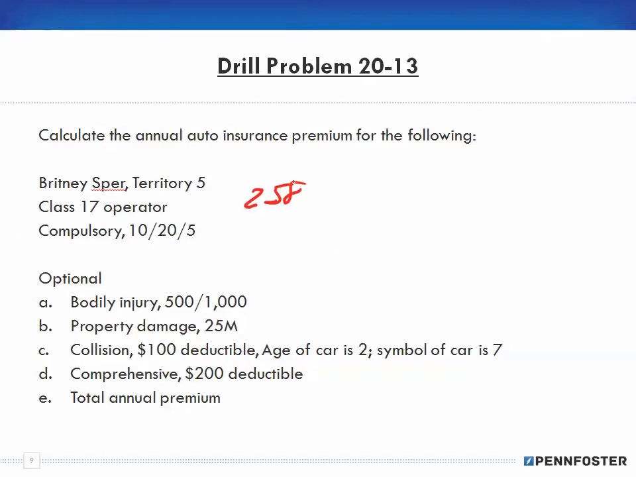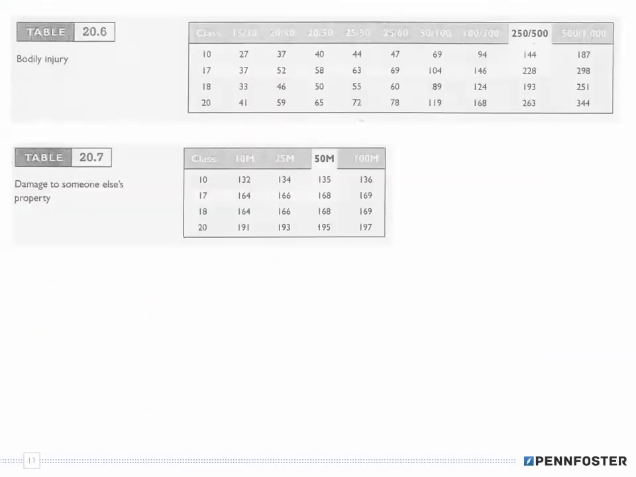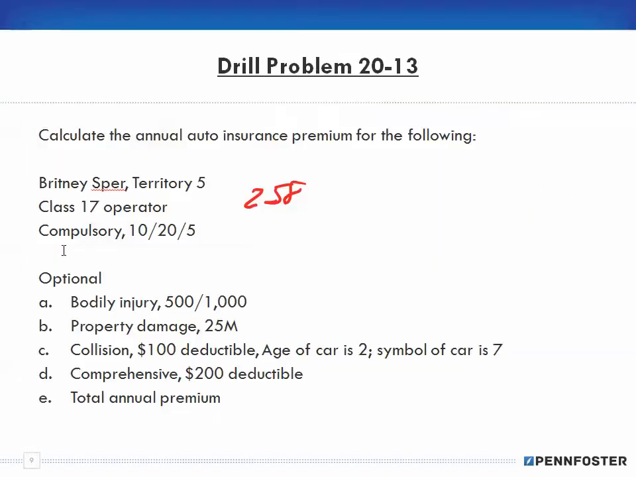Now for bodily injury, we look under our bodily injury chart, and we're still looking at the same class of 17, but we want to go with 500 and 1,000. That's an additional 298 for that. Then we have property damage of 25M, or 25,000. So Class 17, that's 166. So this is 298 and this is 166.